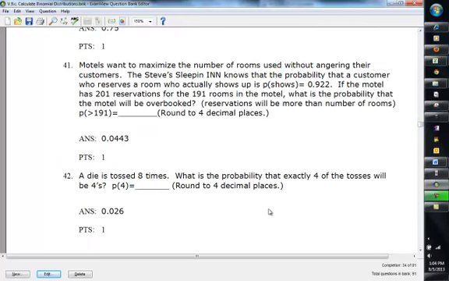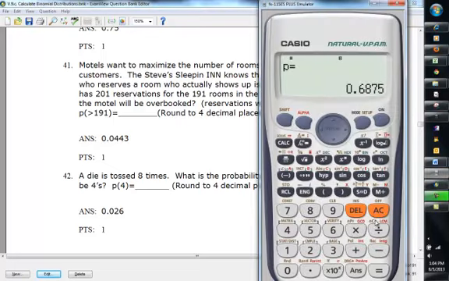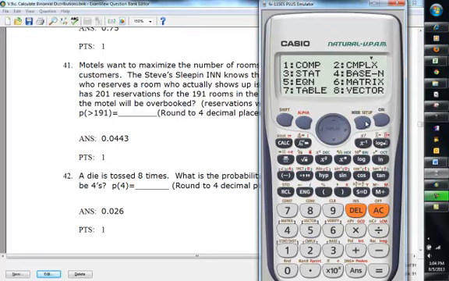Number 34. Oh, we want to do different motels one. Motels want to maximize the number of rooms used without angering their customers. The Steve Sleeping In knows that the probability that a customer who reserves a room actually shows up is 0.922. If they have 201 reservations for the 191 rooms, what's the probability that it will be overbooked? The first thing you have to know is that we are going to figure out the probability that it won't be overbooked. It's cumulative because it's not exactly 191, it's 191 or more.